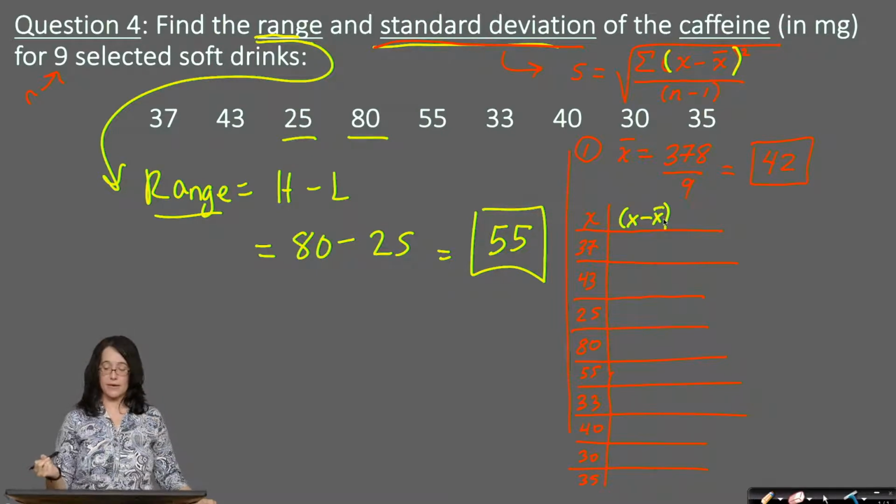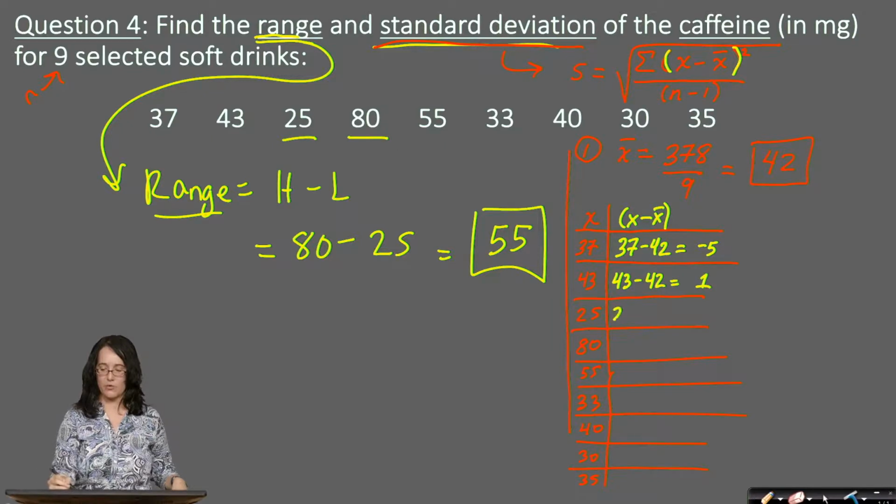So when I do that carefully, I'm going to take 37, in this case, minus 42. And when I do that, I'm getting negative 5. Now, what I'm going to be doing in the next step, if you can think ahead, is squaring it, but we'll get that in a second. Then I'm going to do 43 minus 42, and I get positive 1. I'm going to do 25 minus 42, and I'm going to get negative 17. I'm going to do 80 minus 42, which gives me positive 38. I'm going to take 55 minus 42, and that's going to give me positive 13.